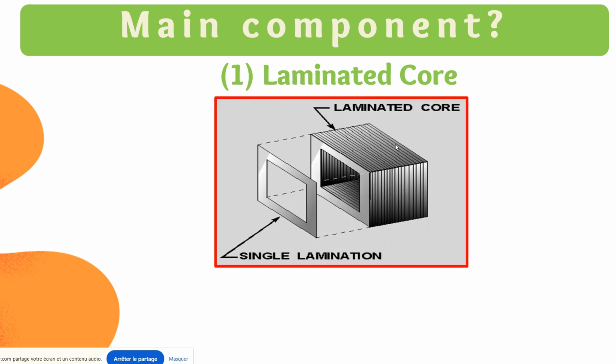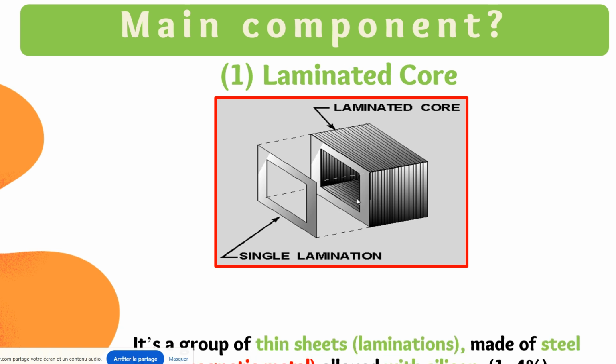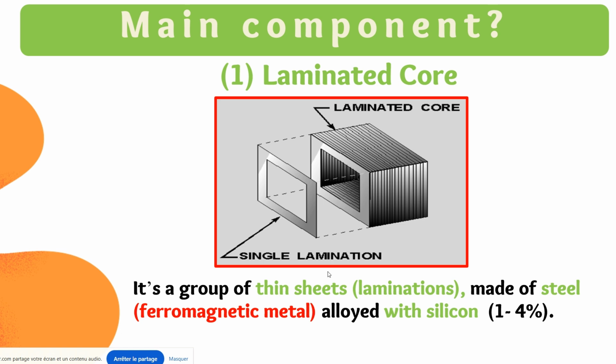The first component of a transformer is called a laminated core. Okay, a laminated core. What is this laminated core made of? It's a group of thin sheets.